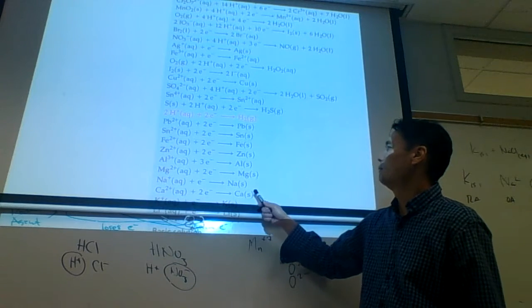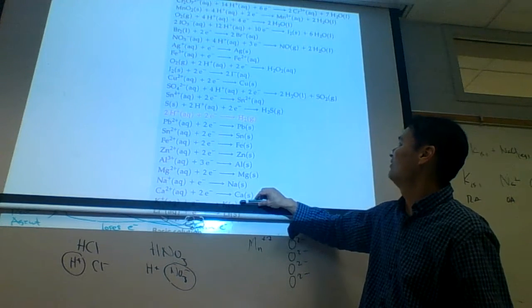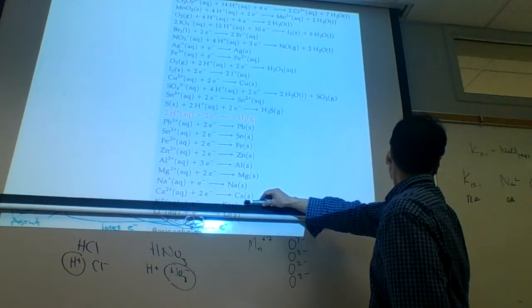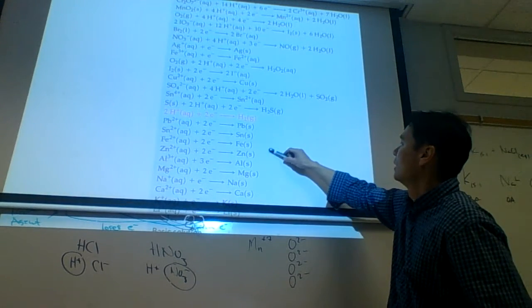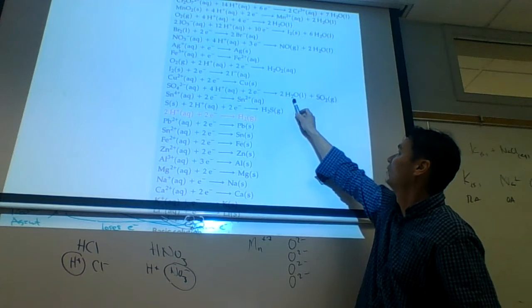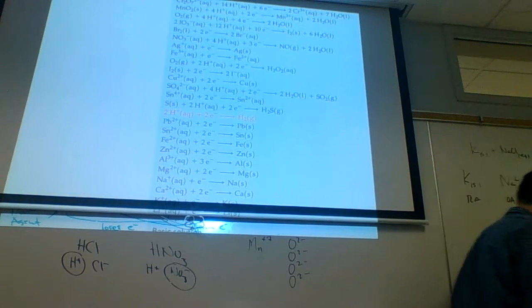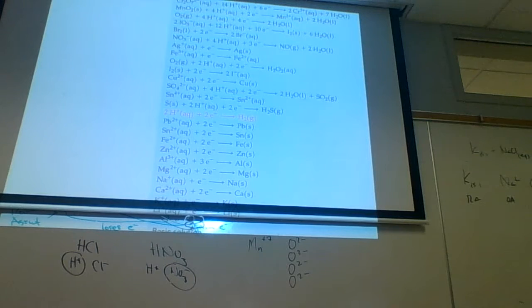Okay, so now what we see is, okay, potassium, and then where is chloride? And where's water? Is this water here? No. In fact, water is way up there. So what's better, chloride or water? Let's just take a quick look.